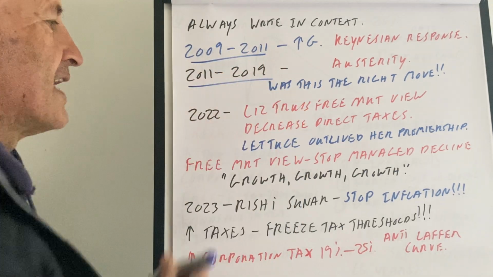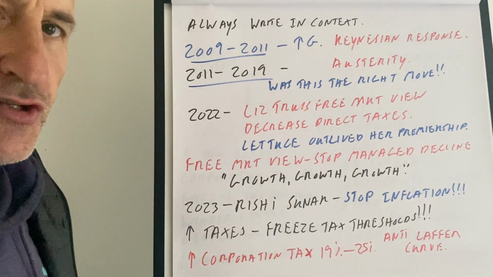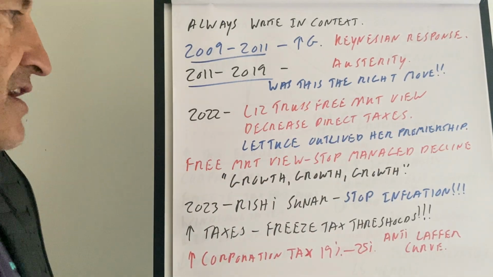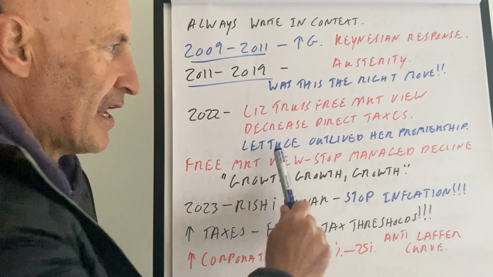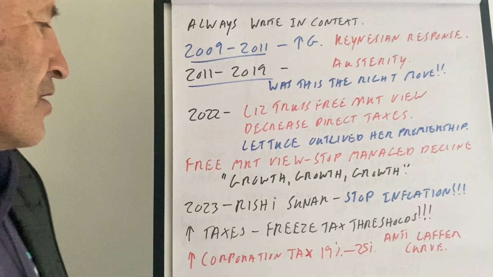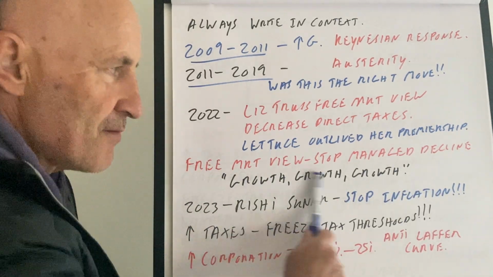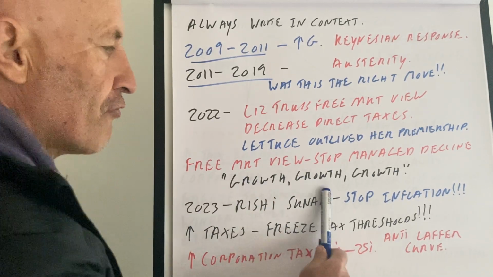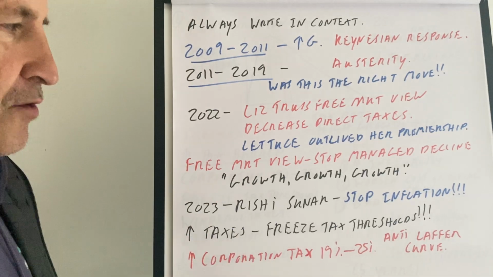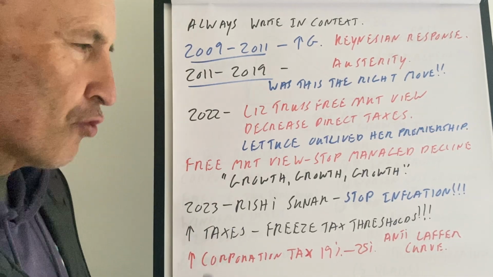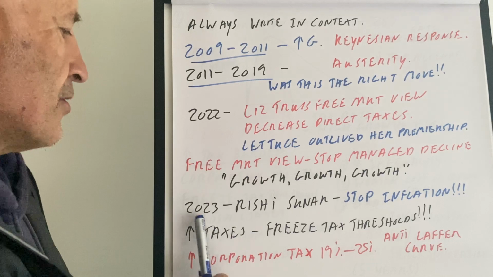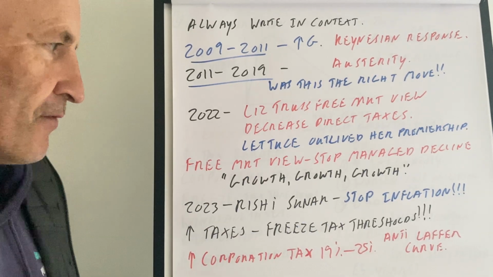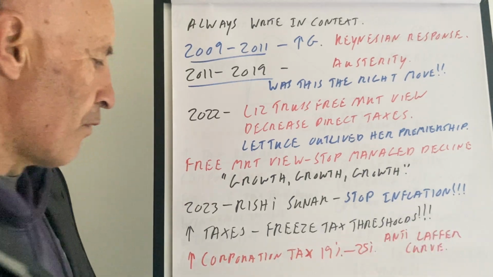So these are critical dates that you need to remember. In 2022, we have the Liz Truss free market view, which is all about decreasing direct taxes. And we all know that the lettuce outlived her premiership during that period of time. But that is the free market view. And the idea was to stop managed decline growth. At this stage, I would always talk about how they really wanted to lower corporation tax. Okay? Because in 2023, Rishi Sunak's main objective now is to stop inflation because it's now at 10.1%.